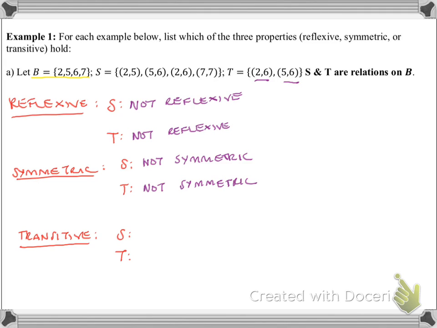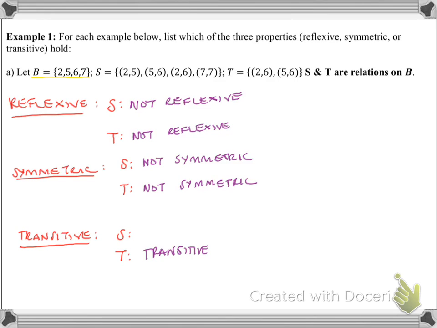2 relates 6, but 6 doesn't go anywhere. And then 5 relates 6, but 6 is not in there. So you cannot set up that condition. Because you cannot set it up, then a false is going to yield a true statement. So it is transitive. Okay. And you might have to think about that for a minute, because it's important to understand why it is transitive, because you have to be able to set up that if condition.